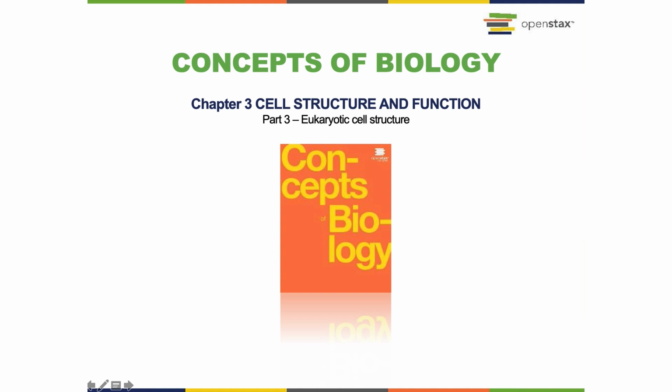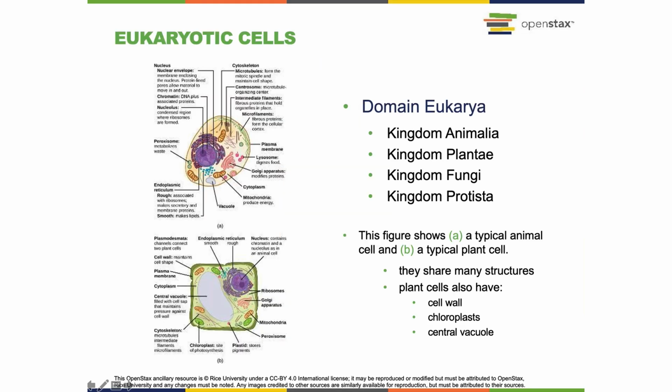All right, welcome to part 3 of chapter 3, where we're going to look at the structure of eukaryotic cells. Now, eukaryotic cells are found in all organisms of domain Eukarya. So this is kingdom Animalia, which would include us, kingdom Plantae, which are all the plants, kingdom Fungi, the fungi, and then kingdom Protista, which are all the eukaryotic organisms that don't fit in any of the other 3 kingdoms. So this would include protozoa, this would include algae, slime molds, water molds, lichens, and a few other organisms.